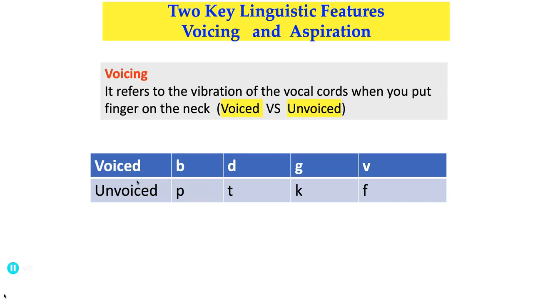The other thing to understand is the key features differentiating these different sounds. First of all, voicing. What is voicing? It refers to the vibration of the vocal cords, which you can feel when you put your finger on your neck. So it differentiates voiced sounds and unvoiced sounds. Let me give an example in English. B is a voiced sound, and P is the unvoiced sound. So these are counterparts. B and P. D is voiced, T is unvoiced, G is voiced, K is unvoiced, V is voiced, F is unvoiced.